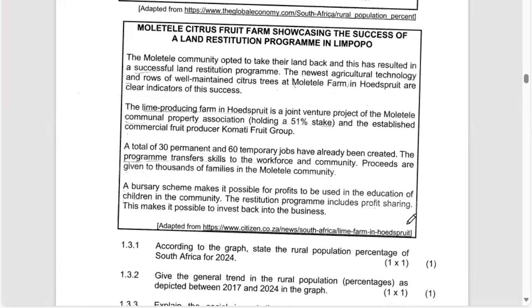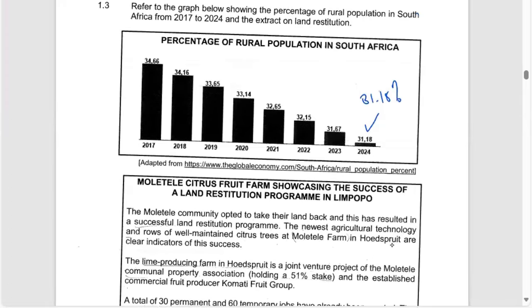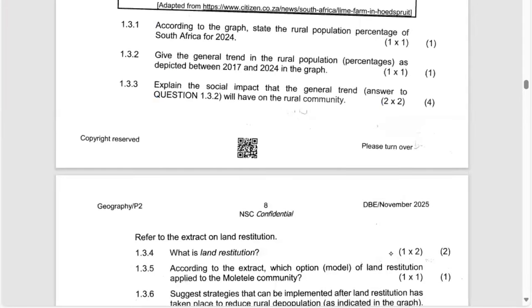Then give the general trend of the rural population percentages as depicted in 2017 and 2024. From 2017, we are seeing that in 2017 it was 34.66, and in 2024 it's now 31.18. What is the trend? A trend can either be a decrease or an increase. So if we look at this trend here, it's downward. As time is progressing, the figures are going down. So the trend is decreasing. The figures are decreasing. That's the trend between 2017 and 2024. The trend is decreasing.